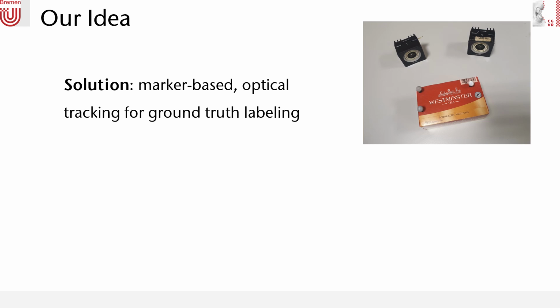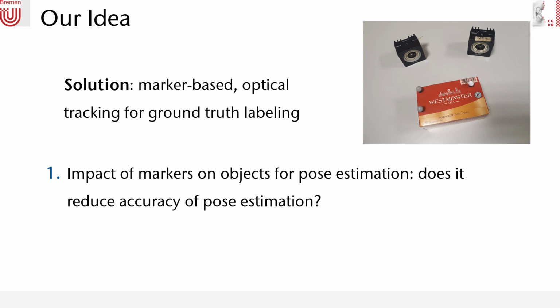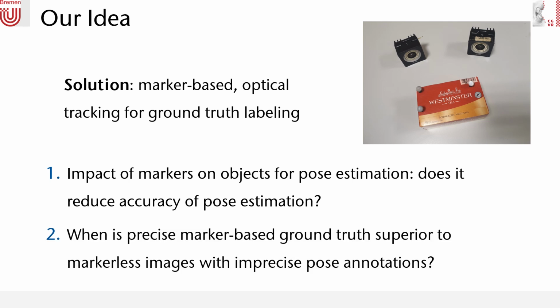Keeping that in mind, we can formulate two research questions. First, is accuracy reduced if we have markers on the object? Second, when we use high-precision marker-based ground truth, is it superior to imprecise manually labeled ground truth?